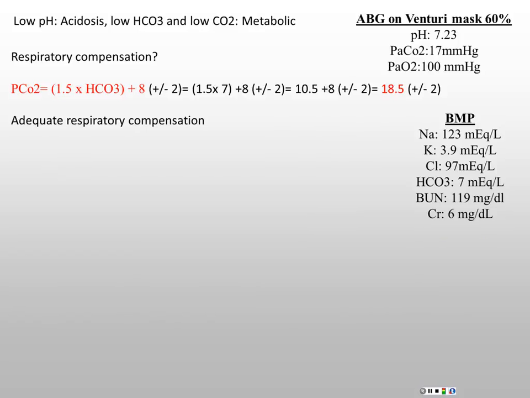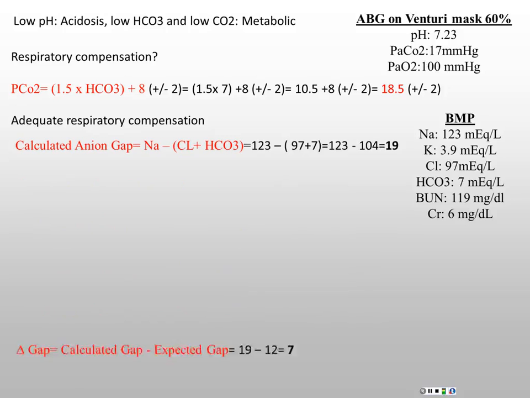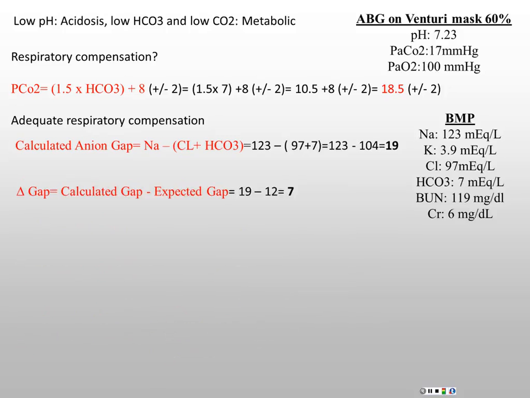You want to make sure the patient has respiratory compensation, and you calculate again using Winter's formula, and the number will be within range. Your PCO2 is 17, and your calculated one is 18.5. So there is adequate respiratory compensation. Remember your formula again: sodium minus chloride plus HCO3. And your gap will be 19. In this setting, they didn't give you the albumin, so you expect the albumin to be normal, around 5.